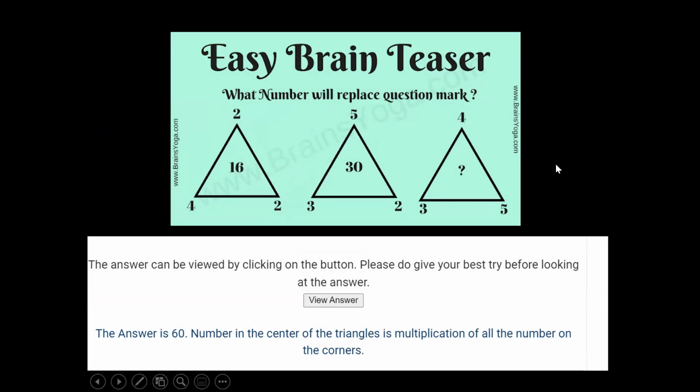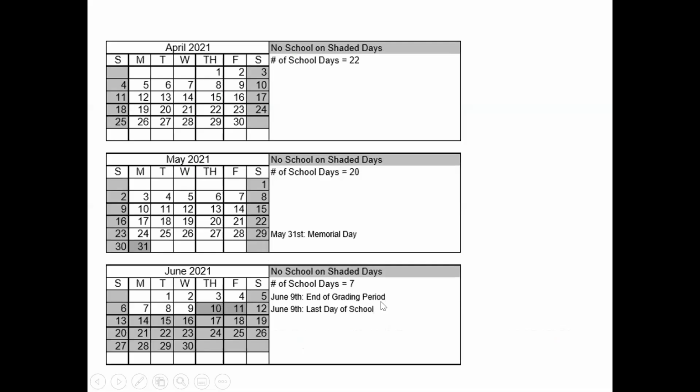All right, the answer is 60. The number in the center of the triangle is the multiplication of all of the numbers in the corners, and that's how you get that. So 4 times 3 times 5 is going to give you 60.